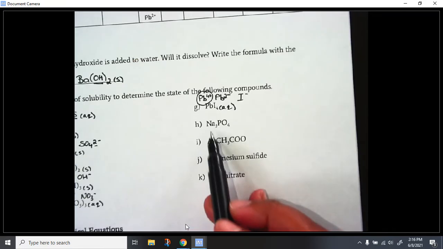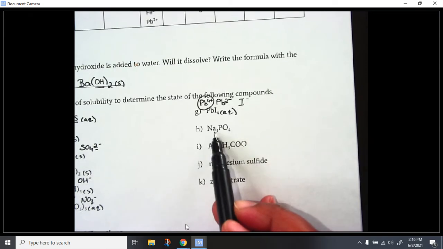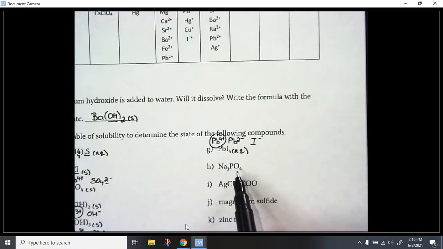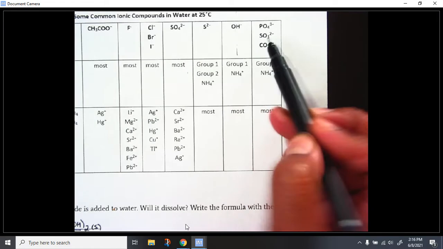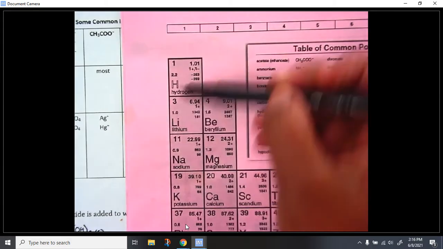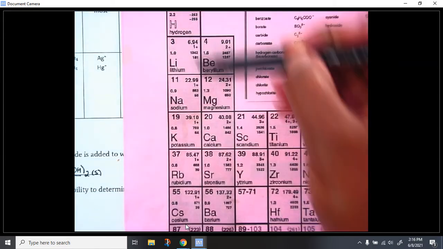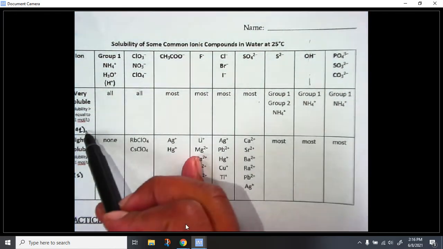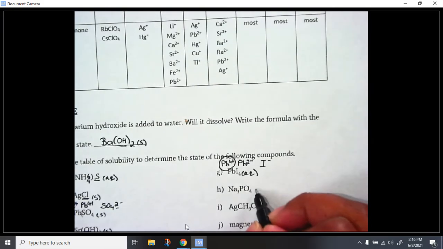Next one, sodium phosphate. Okay, so sodium is just a regular substance that doesn't have more than 1 charge. Okay, so I'm going to look up phosphate, PO4. There we go. I'm going to look for sodium. Sodium is a group 1 ion. Group 1, remember our groups are the vertical columns. There it is, group 1. So because it falls into group 1 and it's in that row, that makes it aqueous.